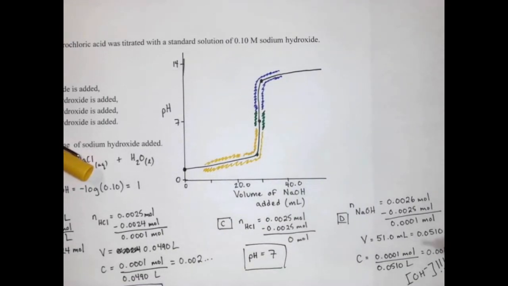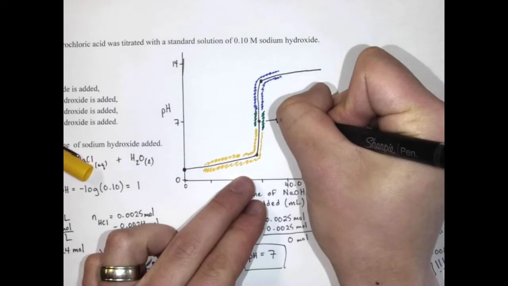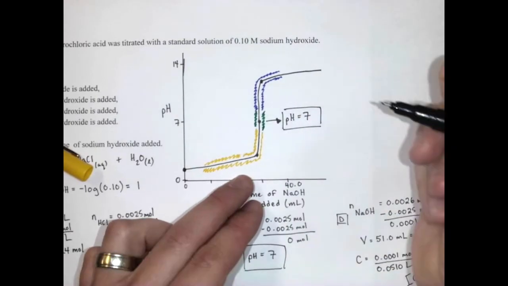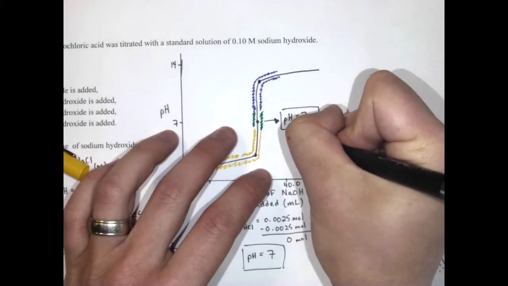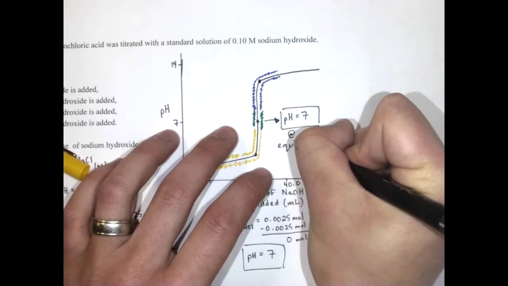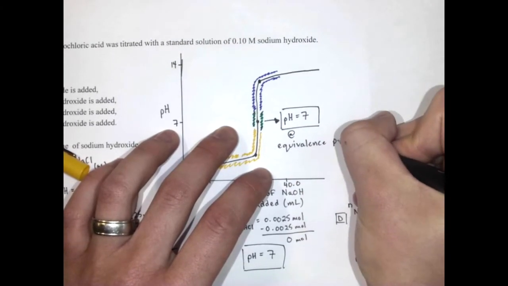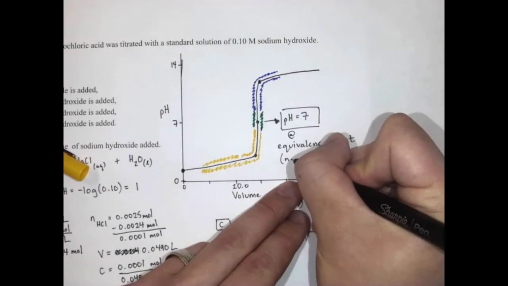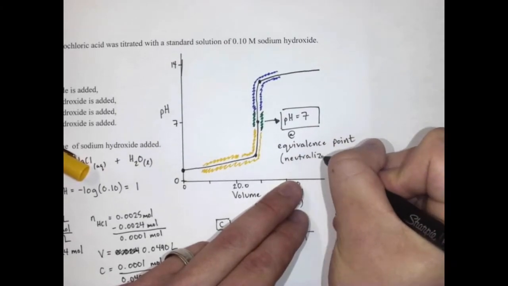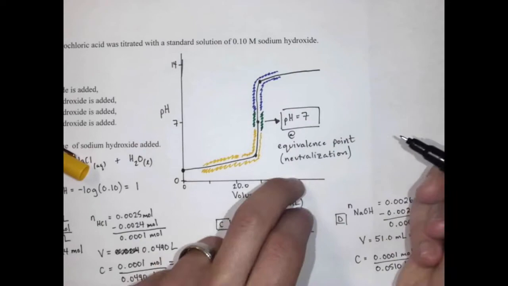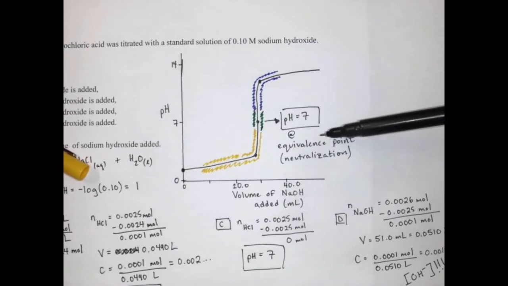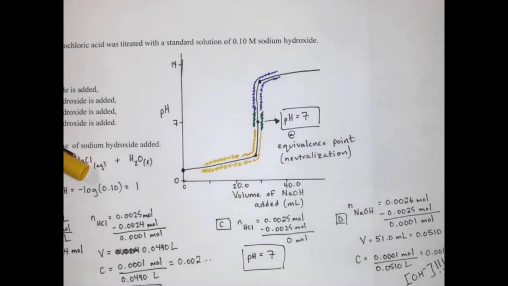So there's a few things to keep in mind here. For these types of titrations, strong acid, strong base, pH equals 7. And we say the pH is equal to 7 at the equivalence point. The equivalence point is when the acid and base have neutralized each other. So the equivalence point is where we get neutralization of the acid by the base, or vice versa. Okay? So pH is 7 here at the equivalence point.